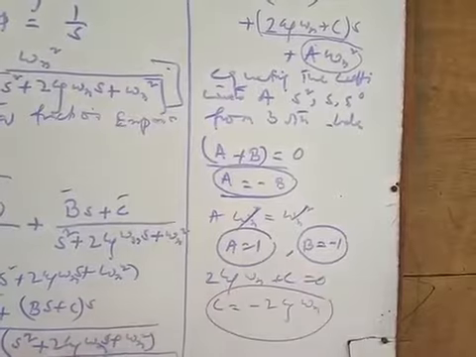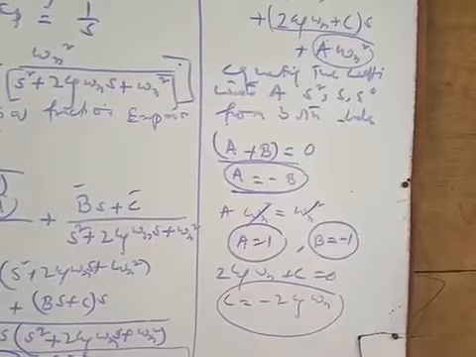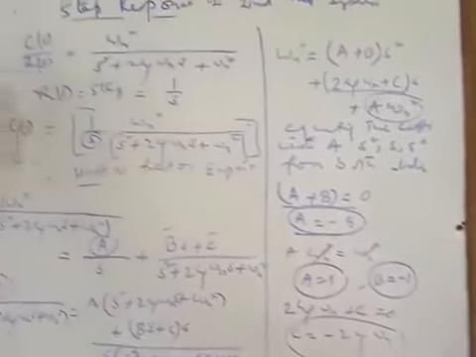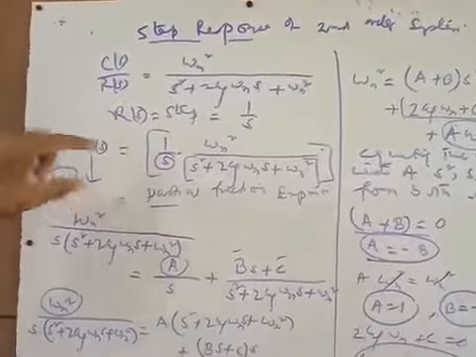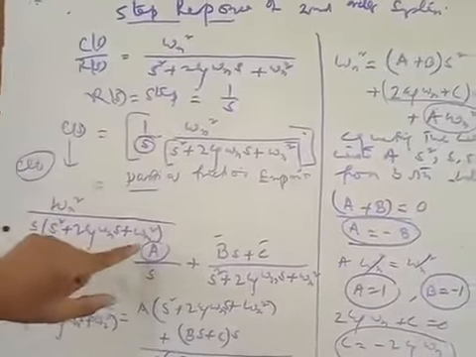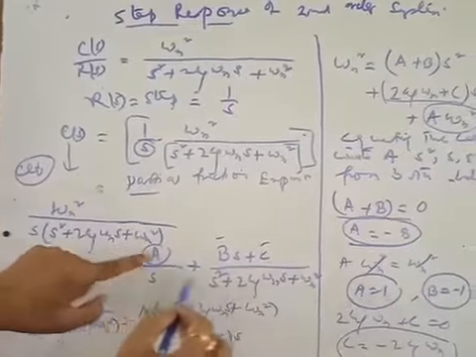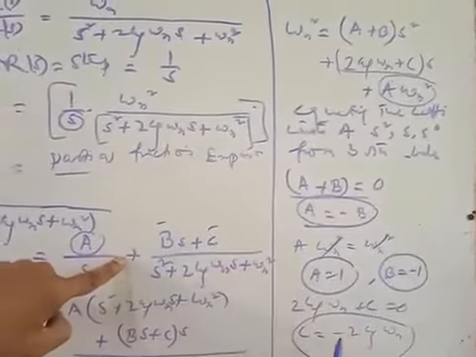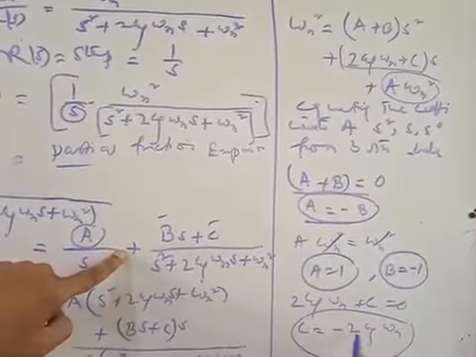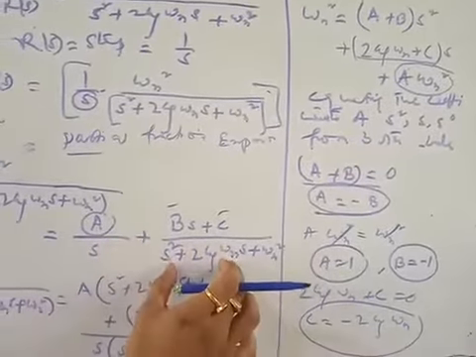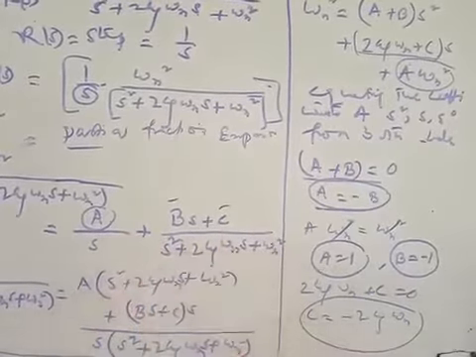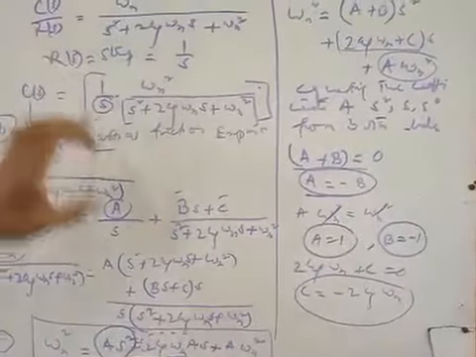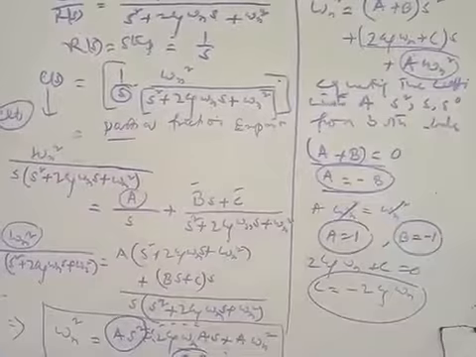So these are the three values of residues A, B and C. Now you can put this in C(s). So C(s) can be written like A means 1 by s, plus B means minus s, plus C means minus s minus 2 xi omega n, divided by s square plus 2 xi omega n s plus omega n square, right? Once you get the residues, then this C(s) can be written in partial fraction expansion form.